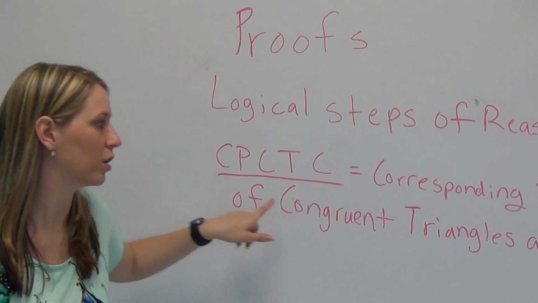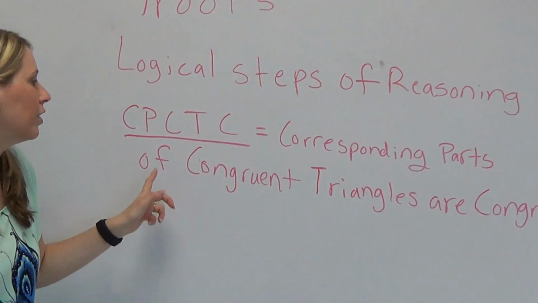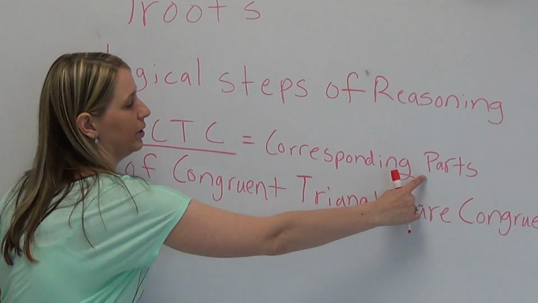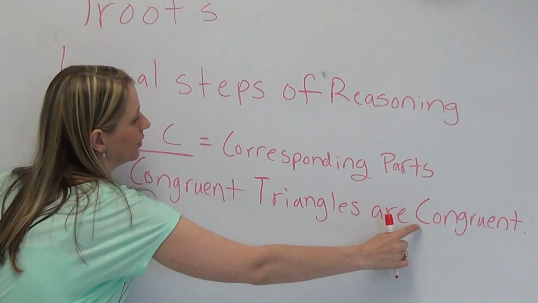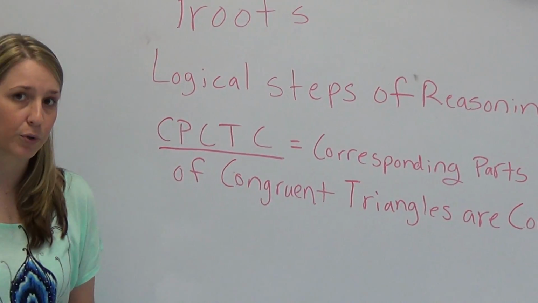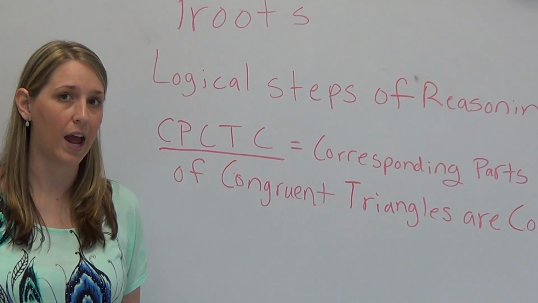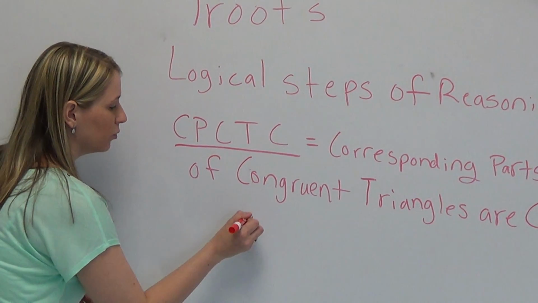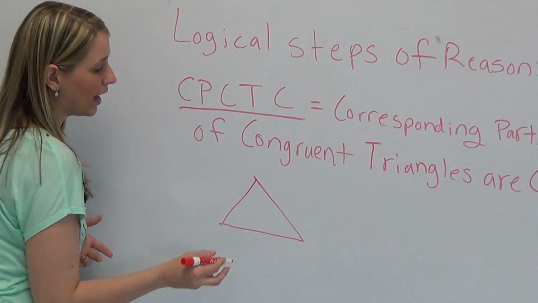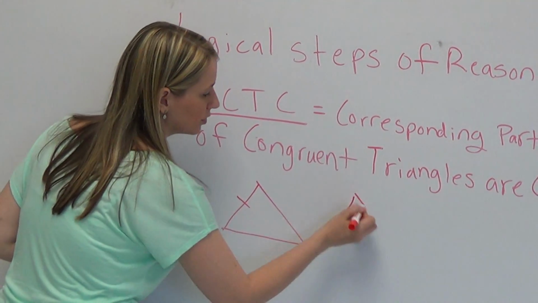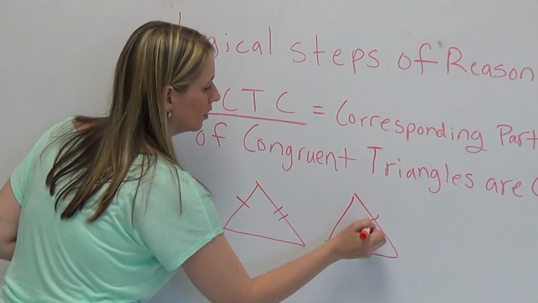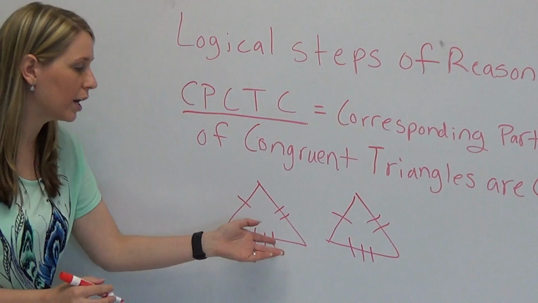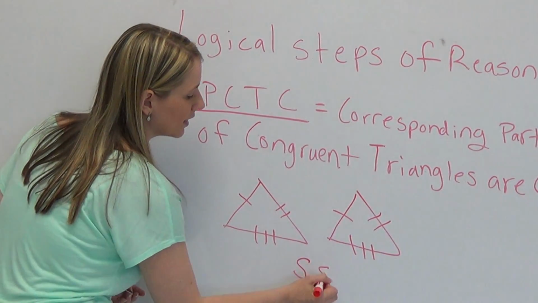CPCTC just stands for corresponding parts of congruent triangles are congruent, and the letters come from the words. We use this to prove that parts of triangles are congruent after you've proven the triangles congruent. For example, we learned in one video that if I have two triangles that look like this, then these triangles are congruent by side, side, side.